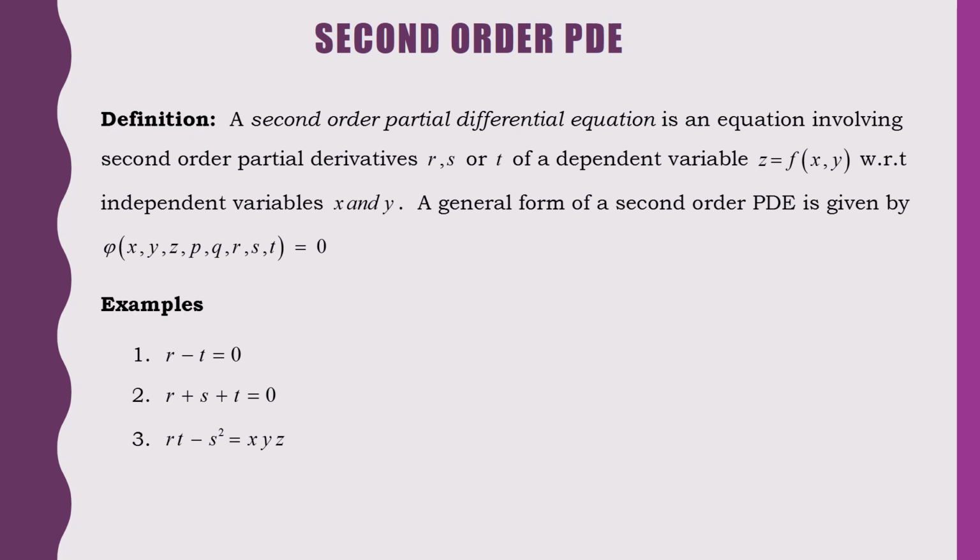Let's see a few examples of second order PDEs. The first example is r minus t equals 0. Here r and t are second order derivatives. So r minus t equals 0 is an example of a second order PDE. Our second example is r plus s plus t equals 0. The third example is rt minus s squared equals xyz. These three are examples of second order partial differential equations.